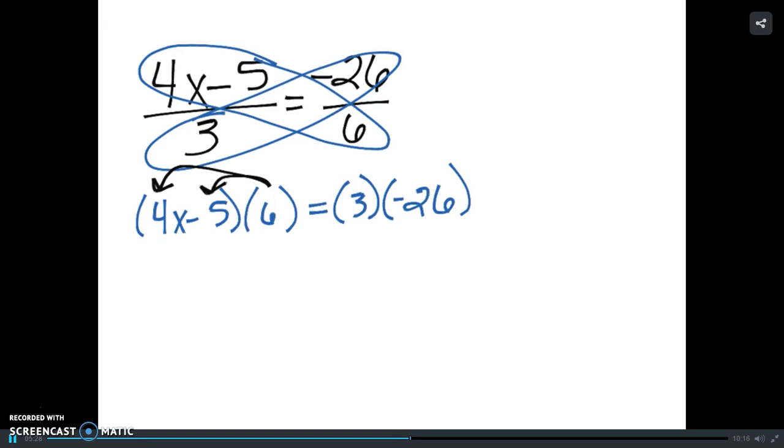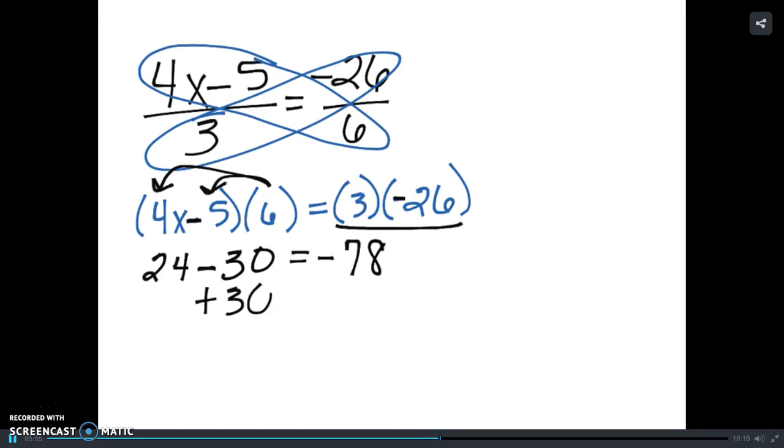So we have 6 times 4 is 24, and 6 times 5 is 30, and that was a negative 5, so we have a negative 30. And then over on the right-hand side, on this problem, we don't have any algebraic expression, so we just multiply that, and we get 3 times 26 is negative 78, sorry, because that's a negative 26, all right? We're going to add 30 to both sides.